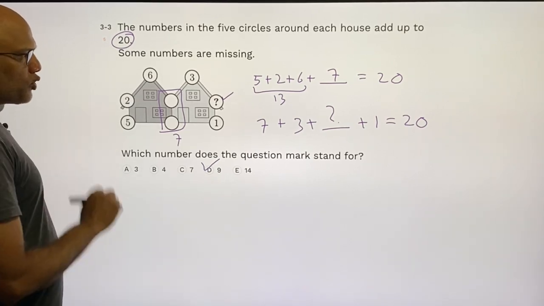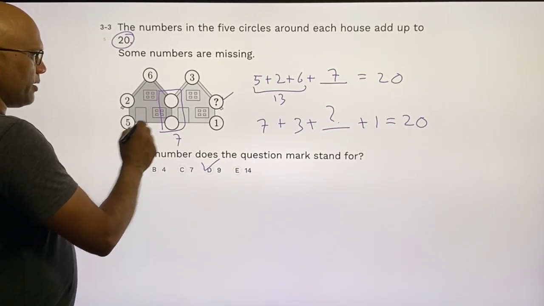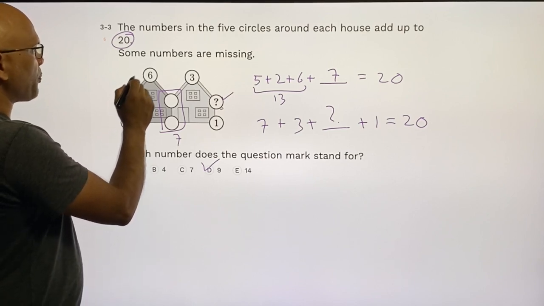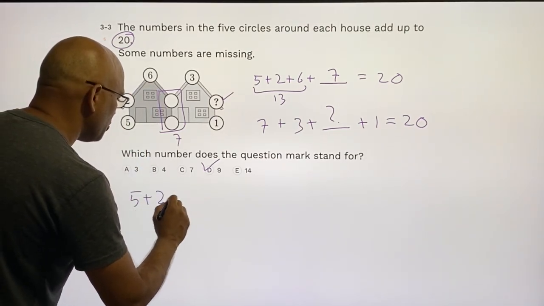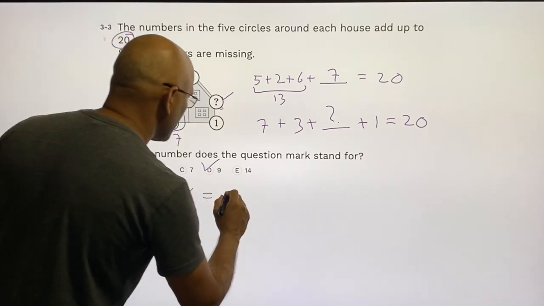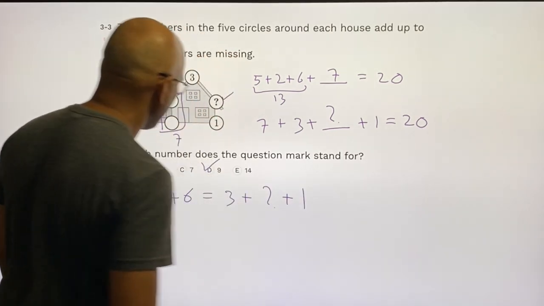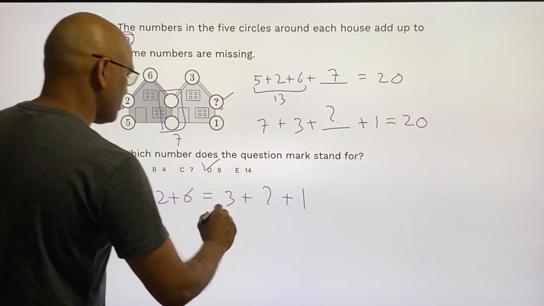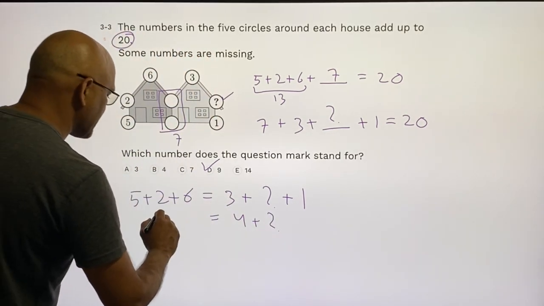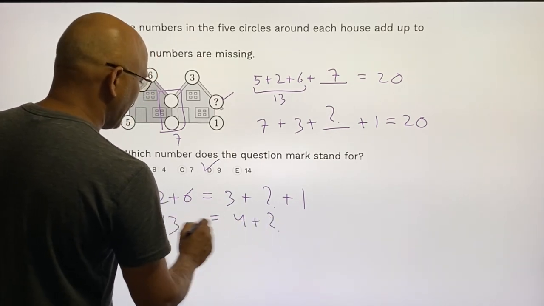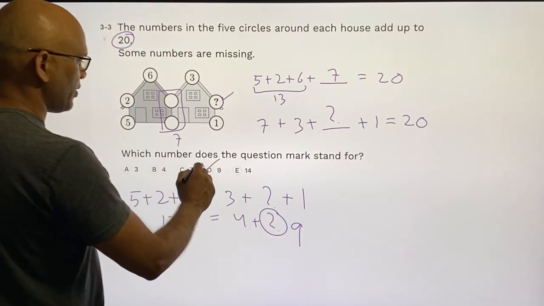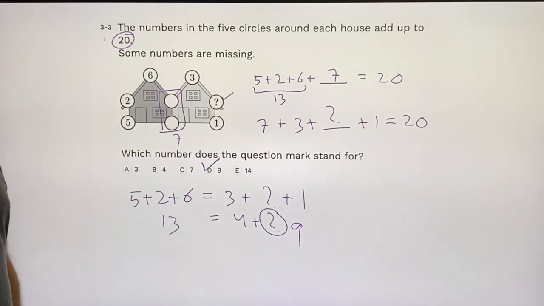So there is a second approach to this problem. As you can see, these two numbers are the same for both. They add up for this, they also add up for this. So 5 plus 2 plus 6 should be the same as 3 plus the question mark plus 1. So 3 plus 1 is 4. This is 4 plus the question mark. Here 5 plus 2 is 7 plus 6 is 13, right? So if I subtract 4 from 13, this is going to be 9. 9 plus 4 is 13. So again, 9 is the correct answer. So there are two different ways you can do it.